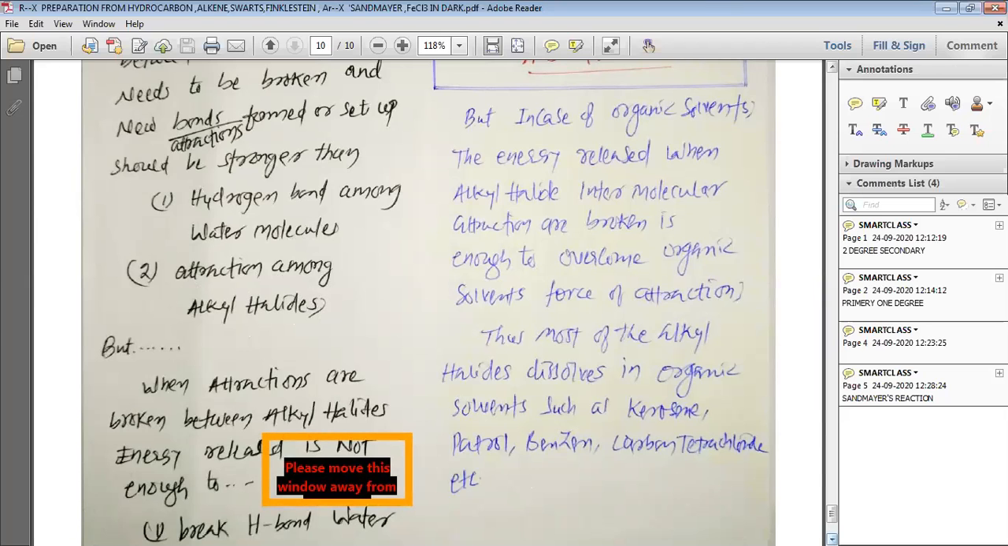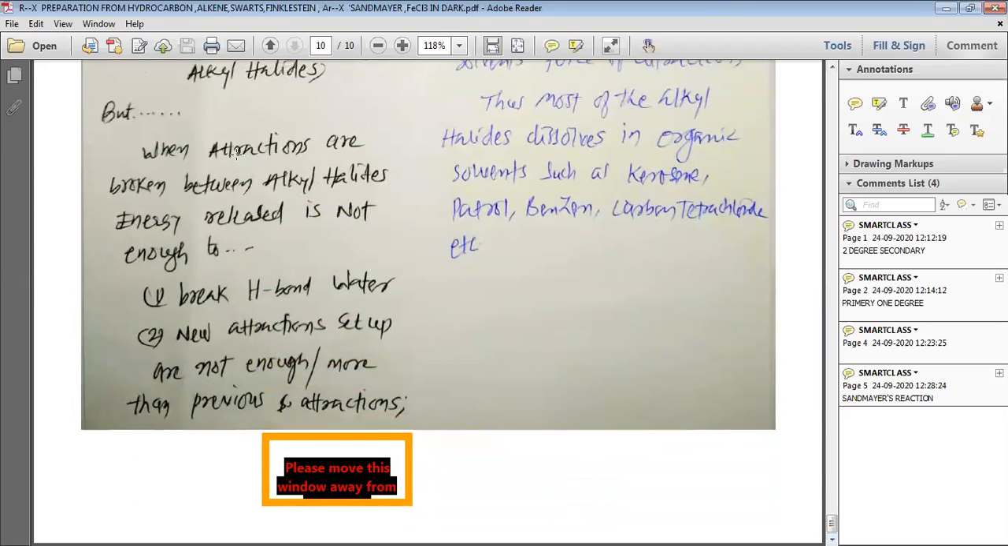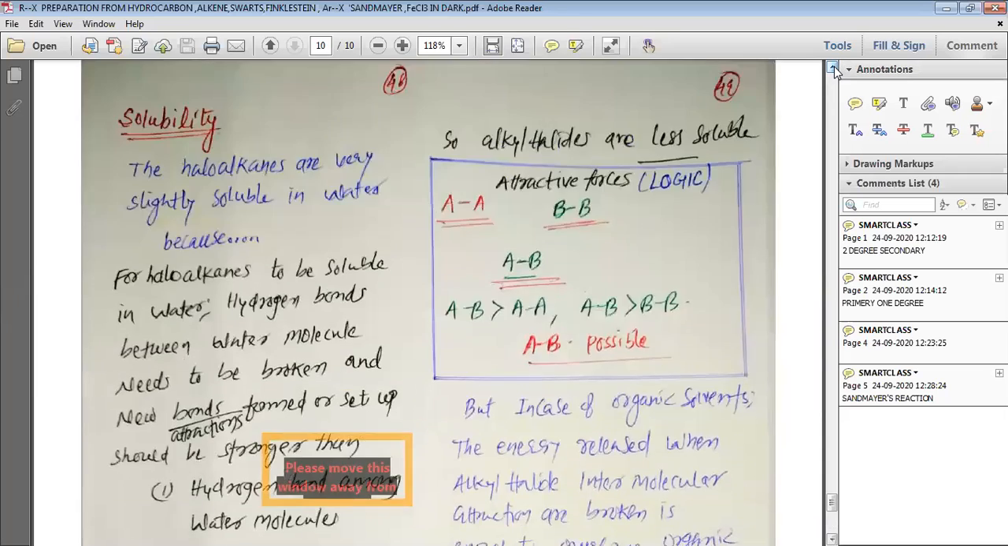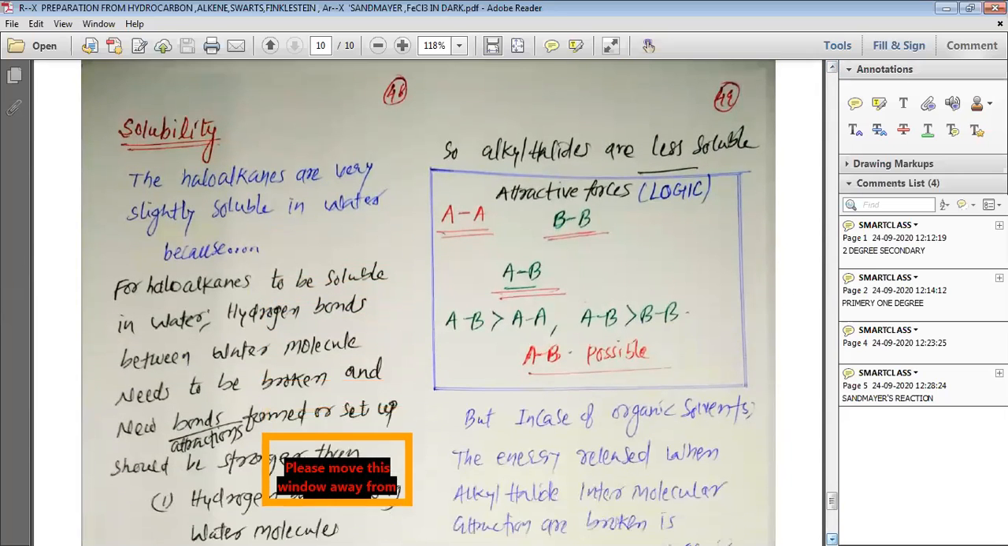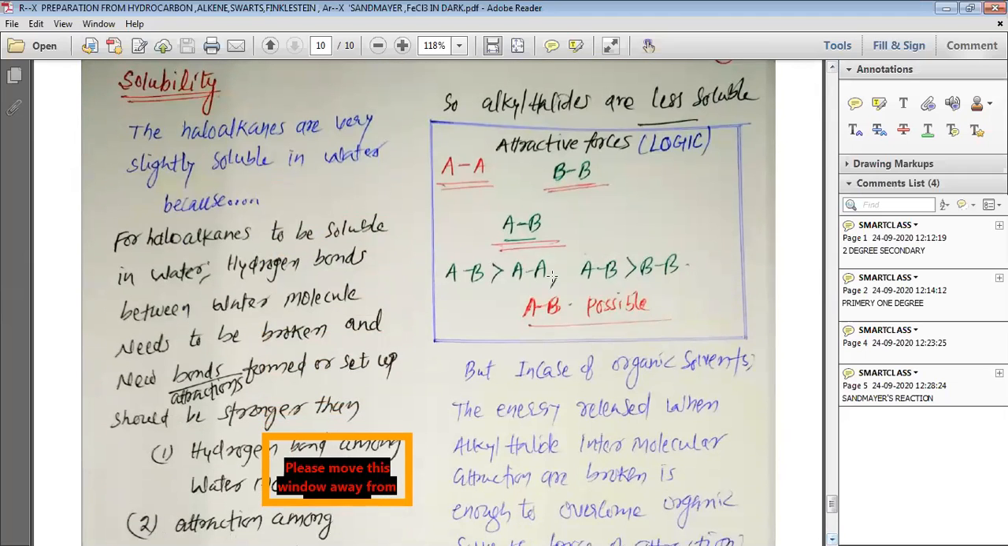But when we dissolve this alkyl halide into water, when attractions between the alkyl halide molecules are broken, the energy released is not enough to break the hydrogen bonds, and the new attractions set up between the water and alkyl halide are not stronger than the previous attractions. That is why these alkyl halides are less soluble or slightly soluble in water.